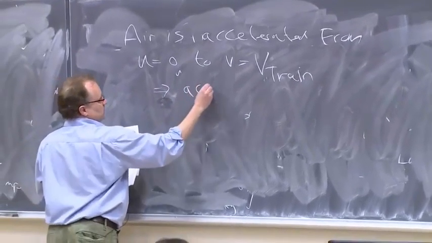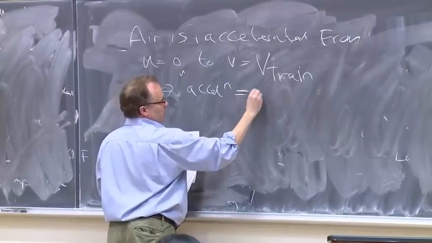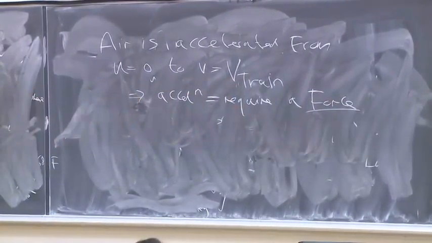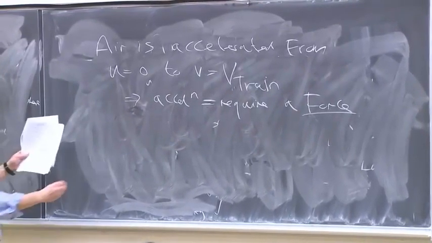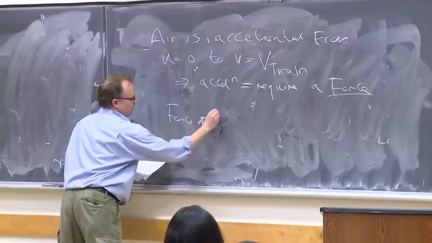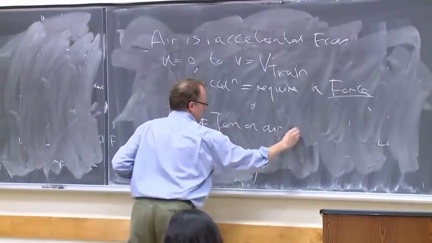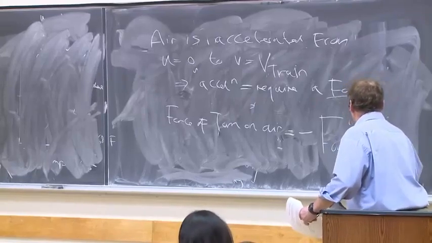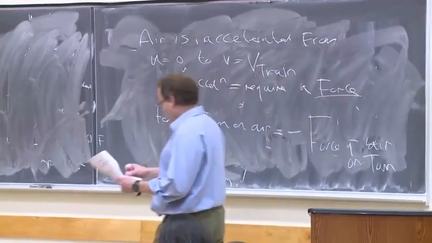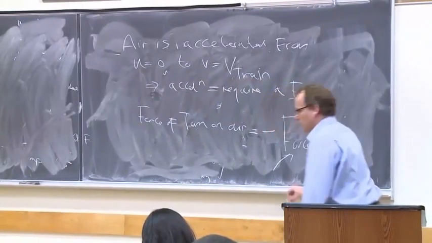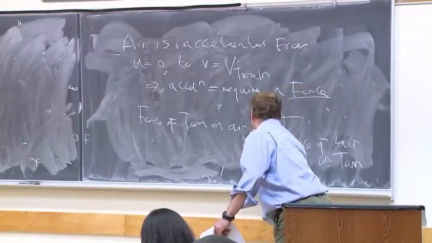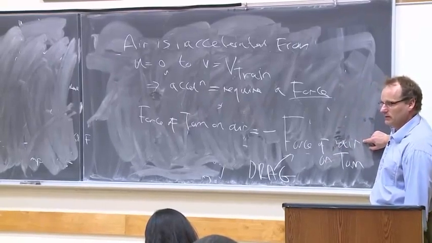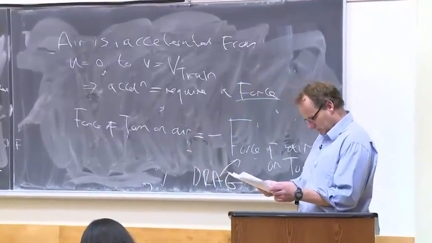And we know that acceleration requires a force. To accelerate something, you need a force, F equals ma, okay? So the force of Tom on the air equals minus the force of the air on Tom. Okay? And this one has a name. This one is called drag or air resistance. Okay? So the force of the air on Tom is called the drag. It's the Newton's third law pair of the force of Tom on the air. Okay.